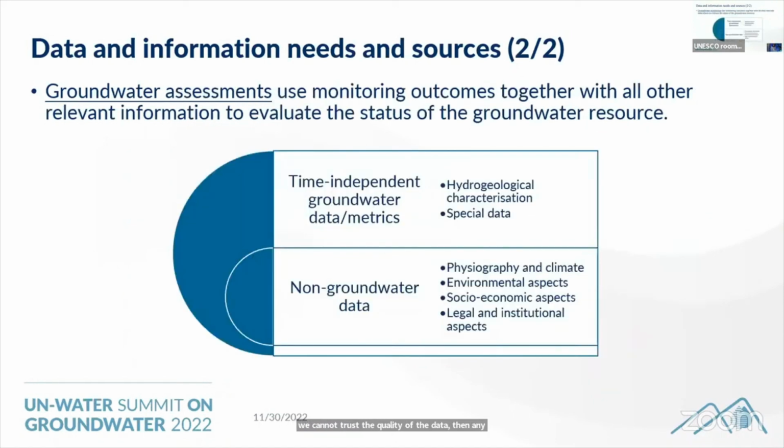The second activity that is very important to get data and information for groundwater comes from groundwater assessments, which use monitoring outcomes together with all other relevant information to evaluate the situation of groundwater. It's like taking a picture and seeing what's going on in the moment. We have two different sources of data for assessment. One is groundwater data, such as hydrogeological characterization, the delineation of an aquifer, and also spatial data, for example, zones of surface water and groundwater interaction.